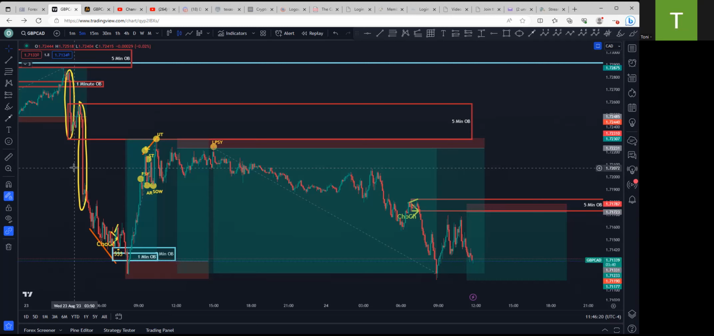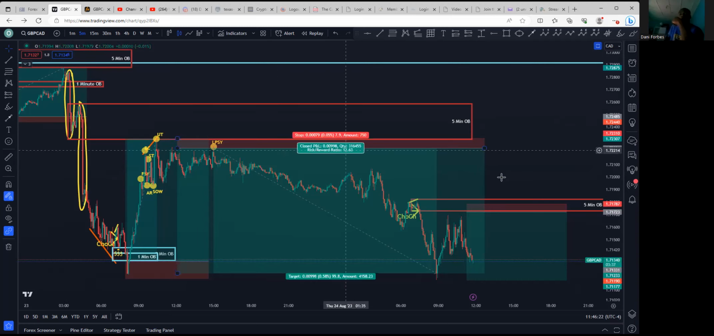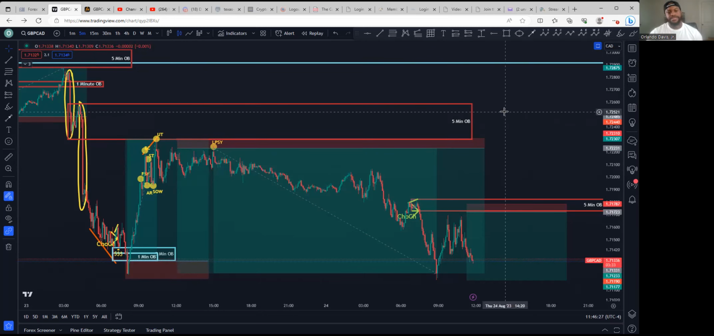Where did you do the market execution at? Right there, 172, 231, right here, where the last point of supply landed. Almost near quarter level.